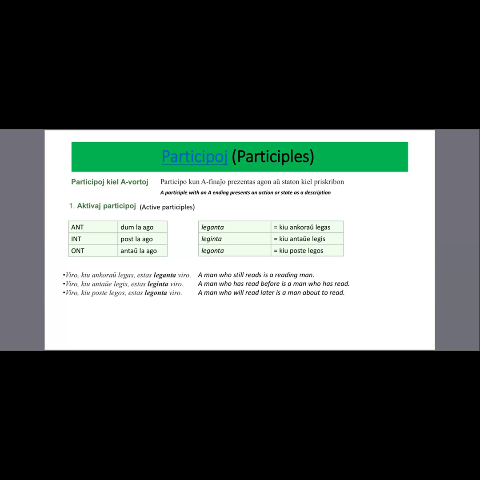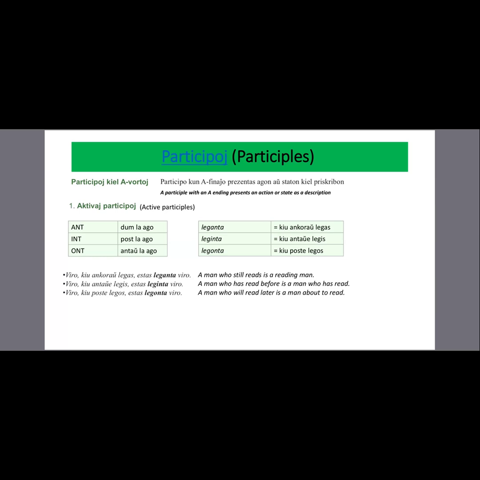With these active participles, you see here I wrote some examples. "Viro kiu ancora legas estas leganta viro." A man who still reads is a reading man. So "leganta", because he's someone who's doing an action right now. But "viro kiu antau legis estas leginta viro." A man who has read before is a man who has read. You can see that this is past. "Leginta" is someone who has already done an action.